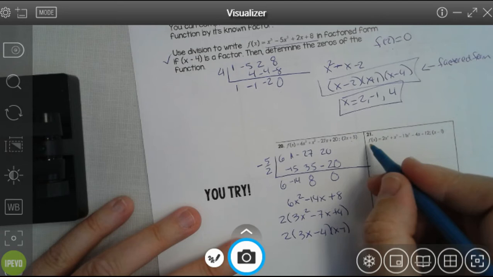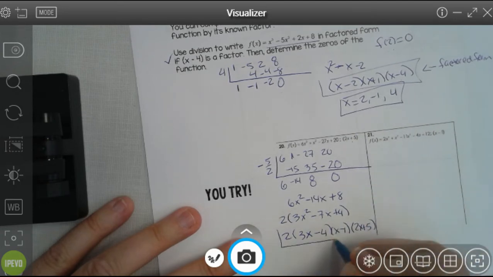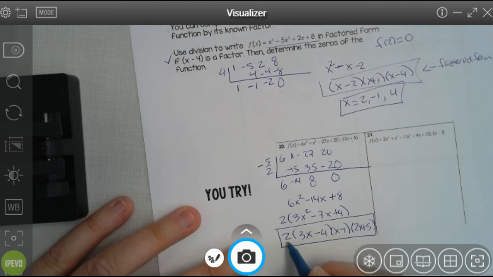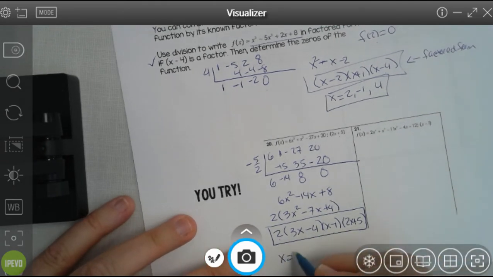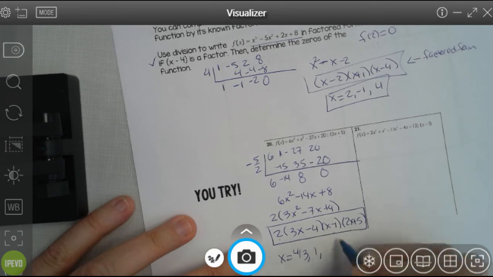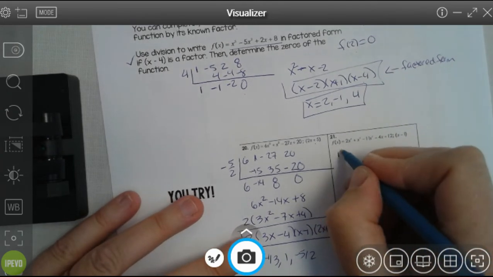All right, and then we're going to also use the factored form up there. So this is the full factored answer. The two terms we have there and the original. All of my zeros would be 4/3, 1, and -5/2. So one more, we'll put a 1 right here.